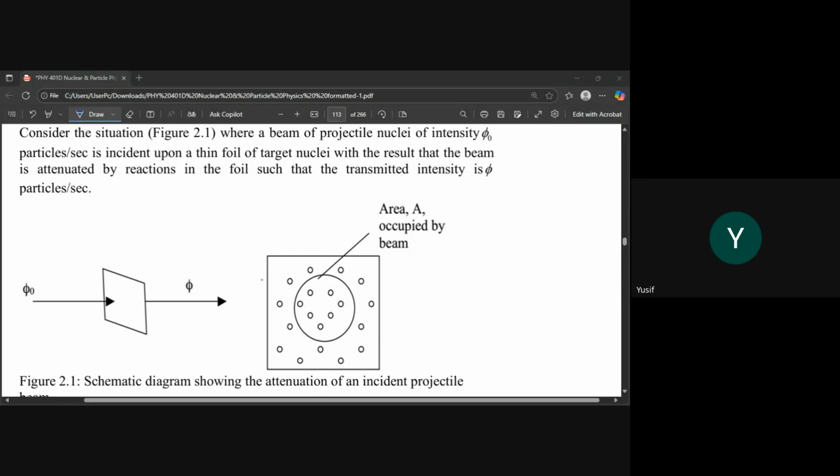Let me bring this into our everyday activity. Assuming we have a flashlight, right? A torchlight. You see, the closer you are to the torchlight, the brighter it is for you, right? And the smaller the area that light is bright.